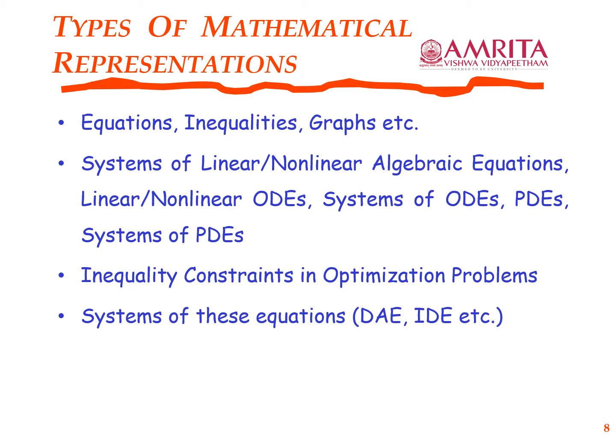When you have your RTD, your exit concentration is given by a convolution integral of the E distribution, which is your residence time distribution.